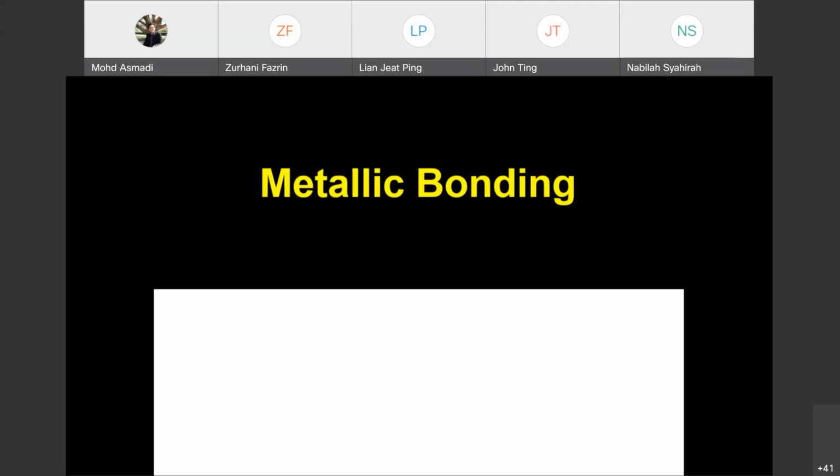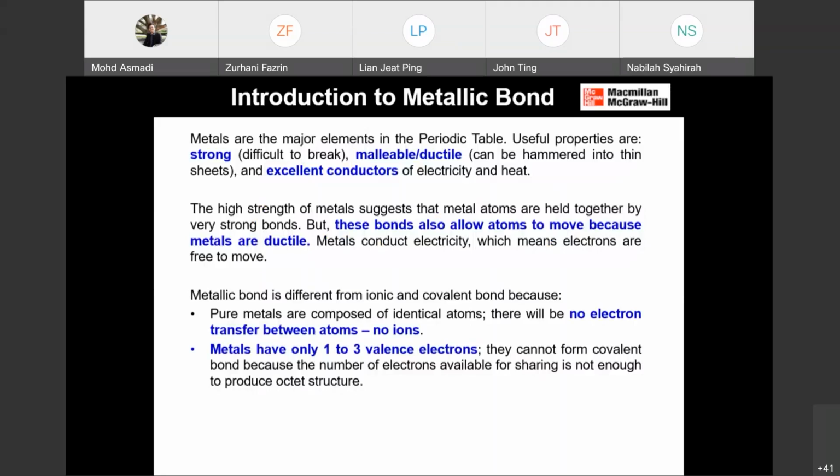Actually it's very strong. Each metal is held together by the strong bond. Mostly it's metal, so that's why it becomes really ductile compared to covalent or ionic bonds. So this is the information about the metallic bonds.